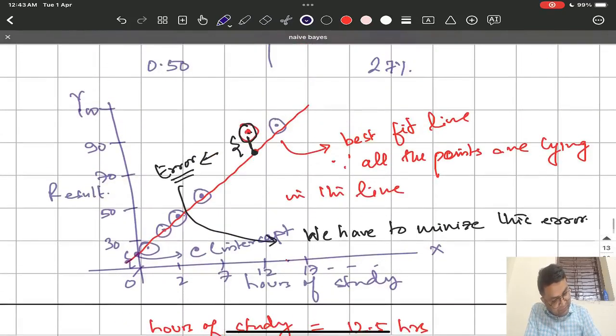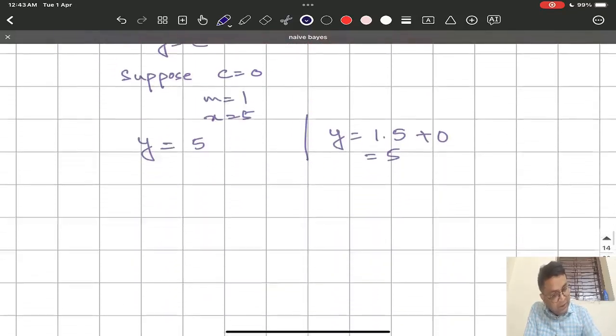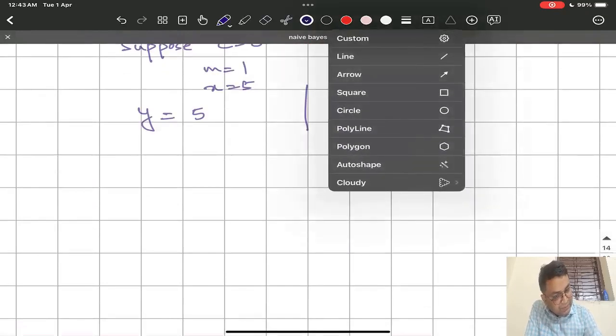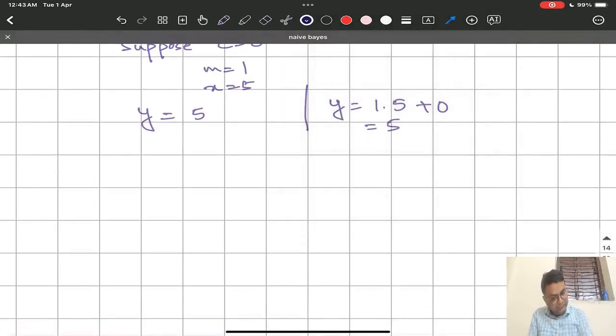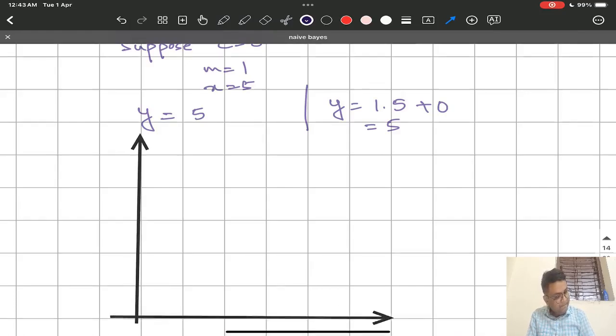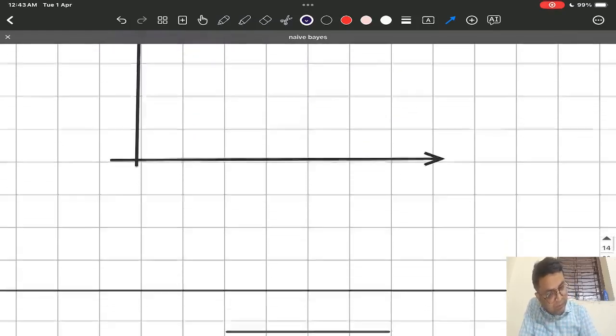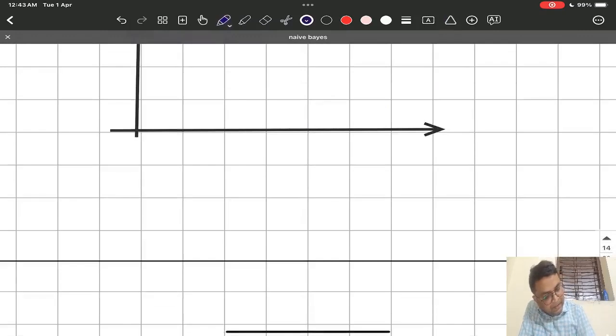X equal to 5. So let me draw one more line. Okay, one more graph, then only we can understand it properly. Please take one more graph. Okay. Now what happening? What I told you, y equal to mx plus c. Keep in mind this thing.